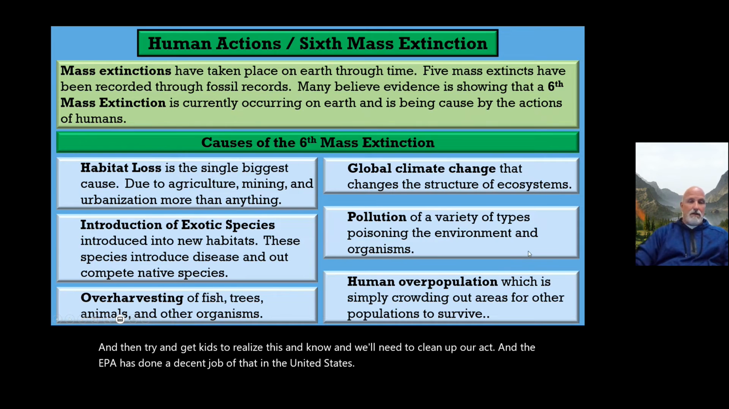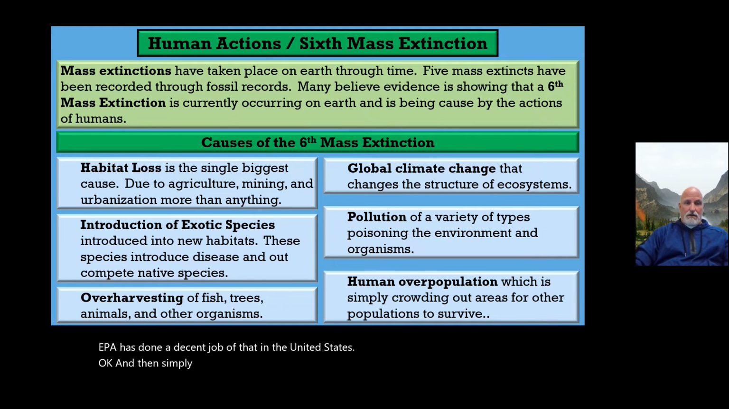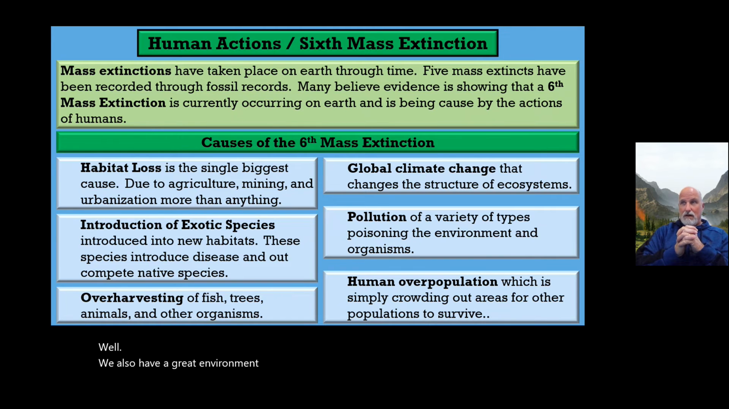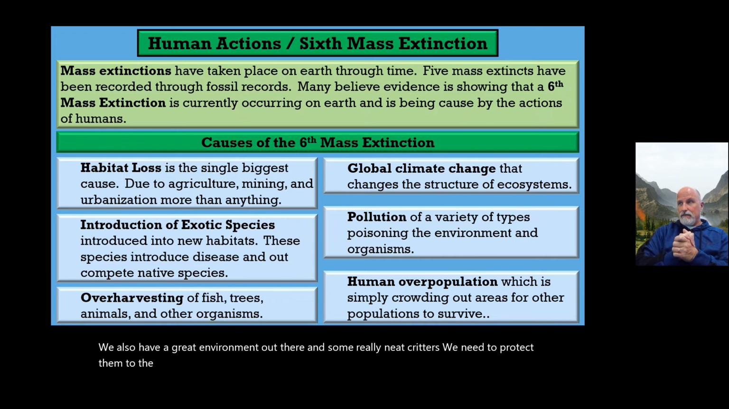Okay, and then simply human overpopulation. Okay, we're approaching 8 billion people now. Where's that going to stop? And it's like humans are the most important beings on the earth. Well, we also have a great environment out there and some really neat critters. We need to protect them to the best of our ability.